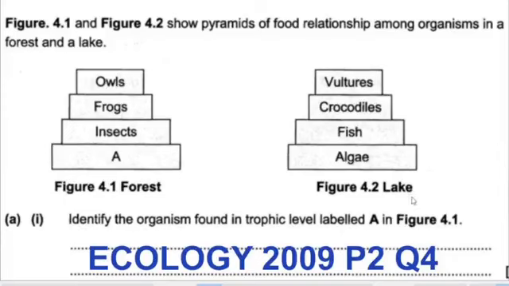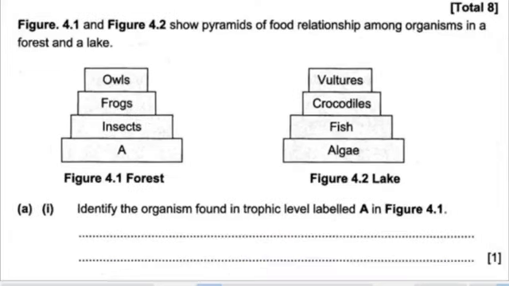So right here with me, I have a question that came in biology paper 2 for 2009. This question is coming from the topic ecology. So let's look at the question. So this is our question. Figure 4.1 and figure 4.2 show pyramids of food relationships among organisms in a forest and a lake.